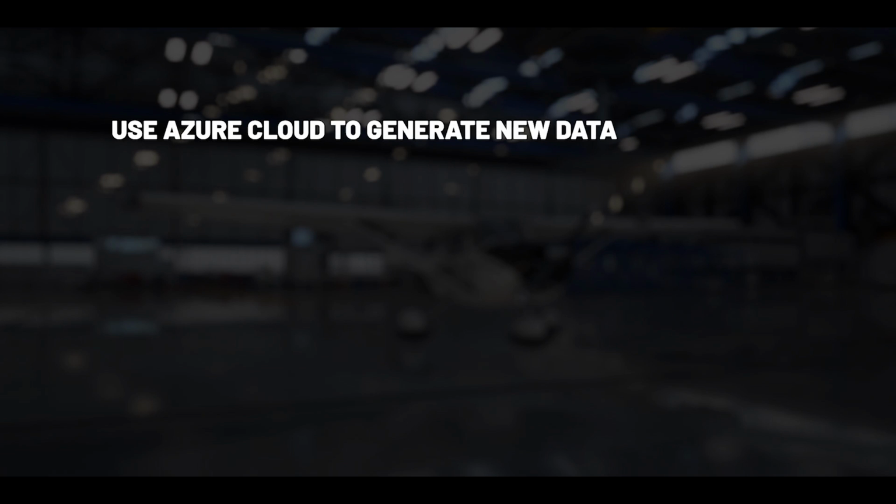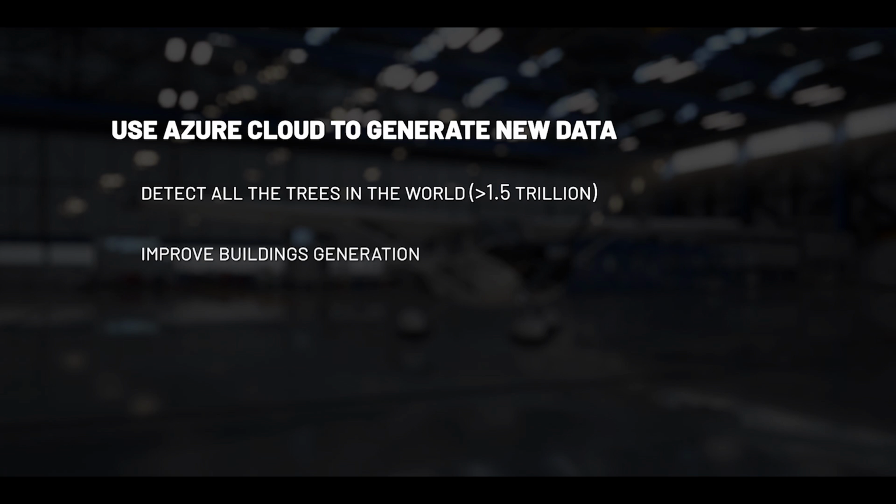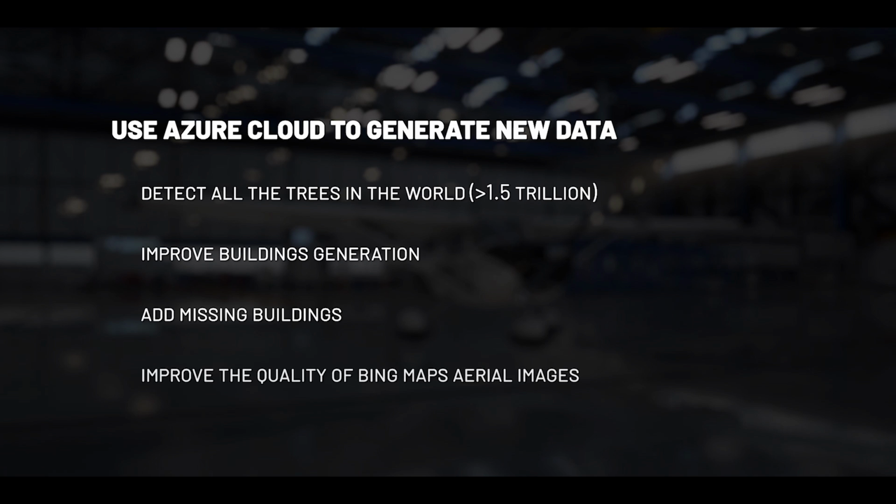Azure allowed us to run AI algorithms and computer vision algorithms in order to detect all the trees in the world, which we estimate to be more than 1.5 trillion. It allows us to improve the building generation system by detecting the color of the roofs or the roof type. It also allows us to add missing building information where we don't have that information in the data sources we use. It also allows us to improve the quality of Bing Maps aerial imagery. Sometimes some areas can be captured with clouds on top of them, and then we can detect those and replace them with texture synthesis that happens at runtime.